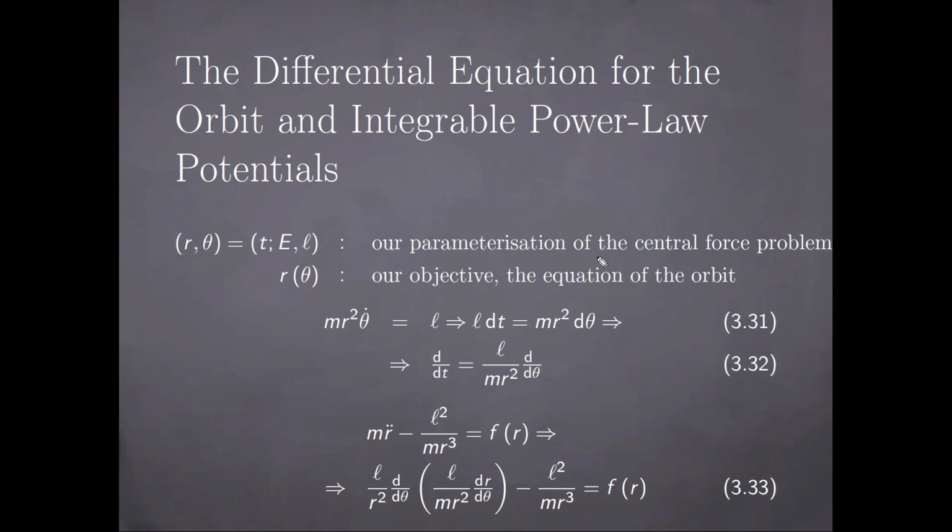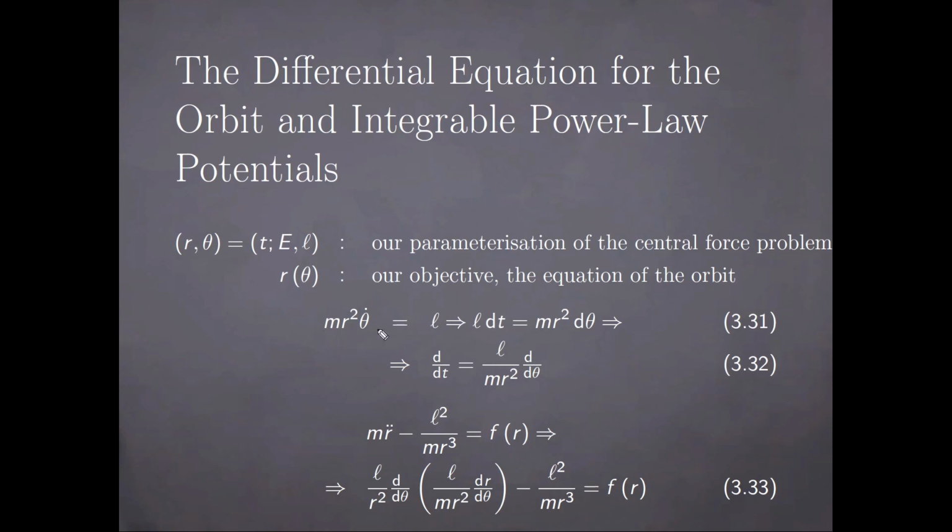Our parameterization of the central force problem gives the radial and angular coordinate of the particle as functions of time, with initial conditions fixed by the conserved values of the energy and of the orbital angular momentum. Our objective is to obtain the equation of the orbit, namely to obtain the radius as a function of the angle, for instance. And we can pursue this starting from the conservation of angular momentum.